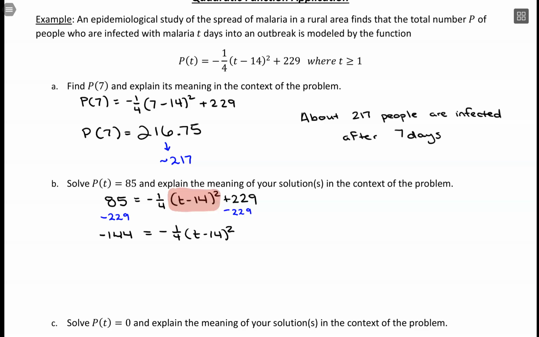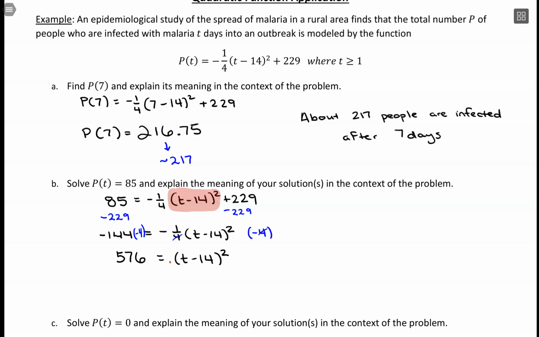There's two ways you can deal with this negative 1/4. You can either divide both sides by negative 1/4, or you can multiply by negative 4. If we multiply by negative 4, the negative times negative turns positive, and those denominators end up canceling out. So we could just multiply both sides by negative 4, and that should give us a positive 576 equals (T minus 14) squared.